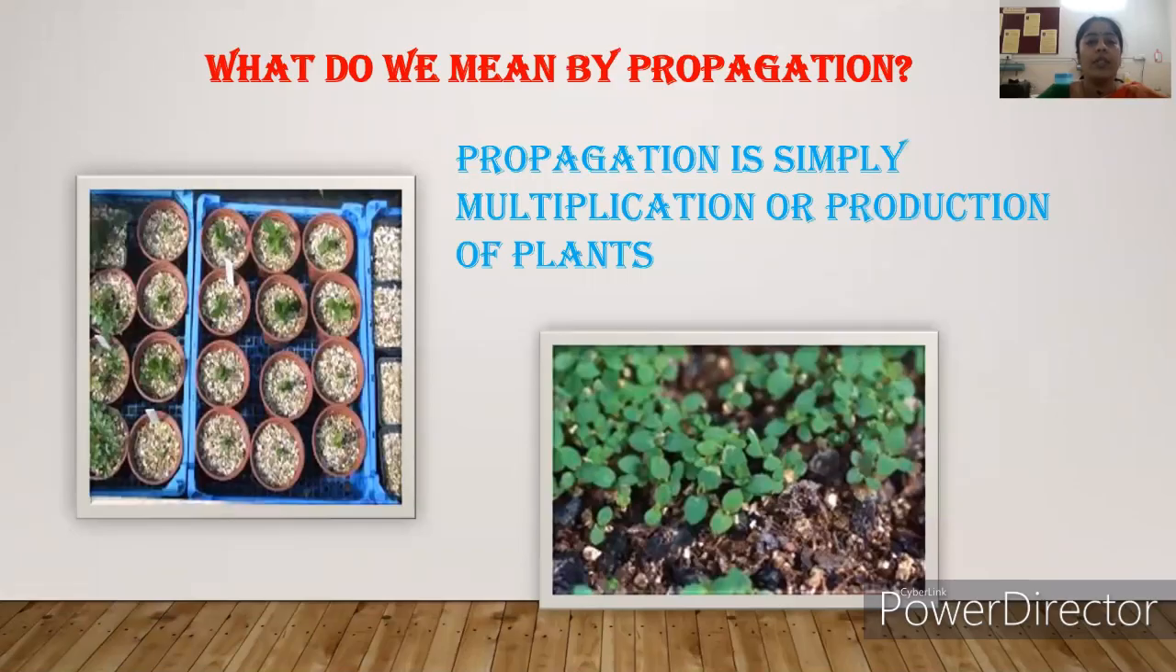So, first we see what do you mean by propagation? Propagation is simply multiplication or the production of plants, which you can do by using your own plants. Because of the commercialization of crops, several techniques have been developed to grow plants. All techniques are designed to achieve specific goals like uniformity in crops, increased productivity, disease-resistant plants, and plants with the desired characters. Propagation is the process of creating new plants.